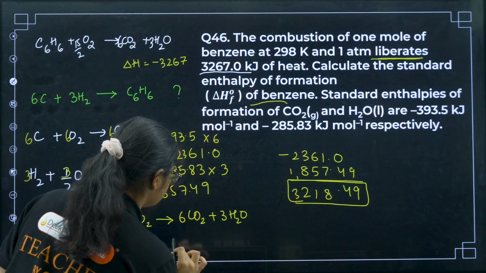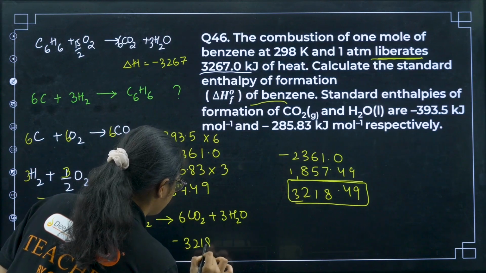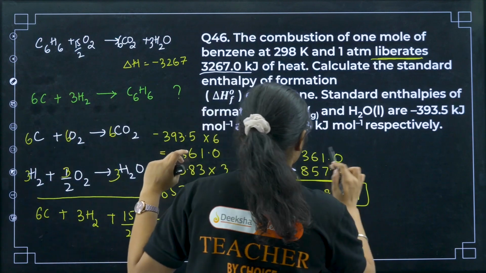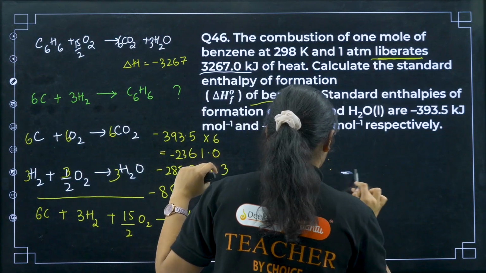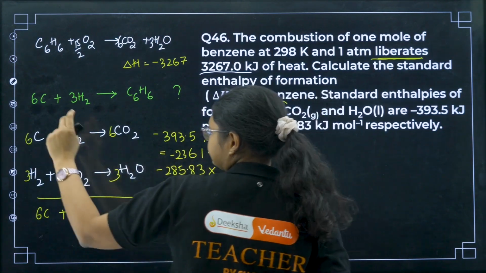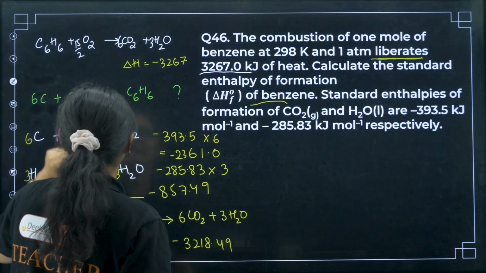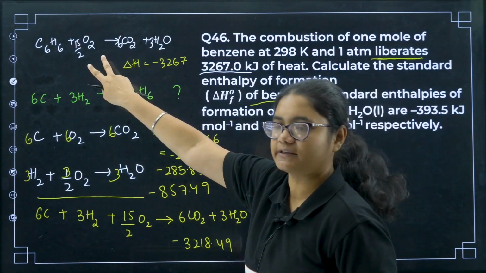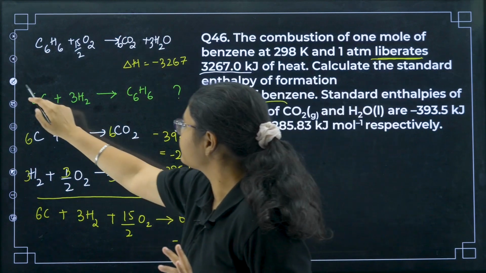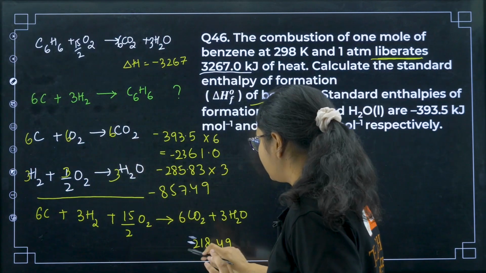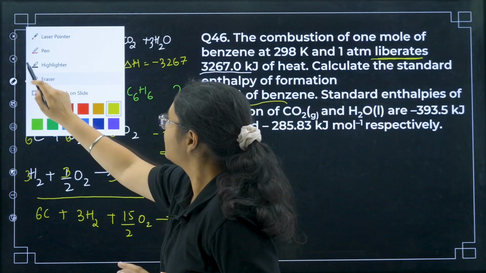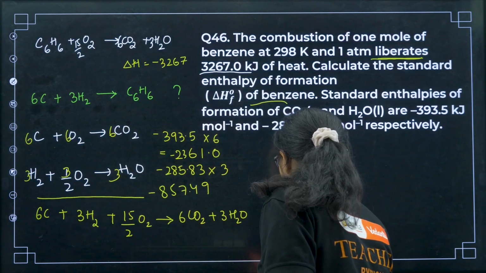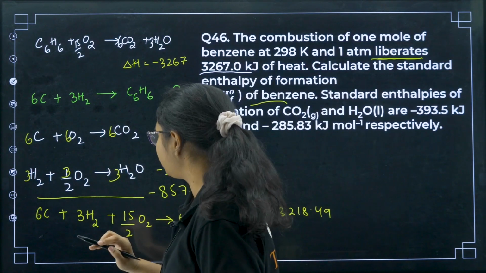3218.49. Okay, what is the value of this one? Minus 3218.49. Okay, so I'll erase this calculation part. Now, if I add this first reaction to this reaction, but I will reverse this reaction, what will I add? One second, let me write down this value here. Minus 3218.49. Now reverse the given reaction, what will I get?